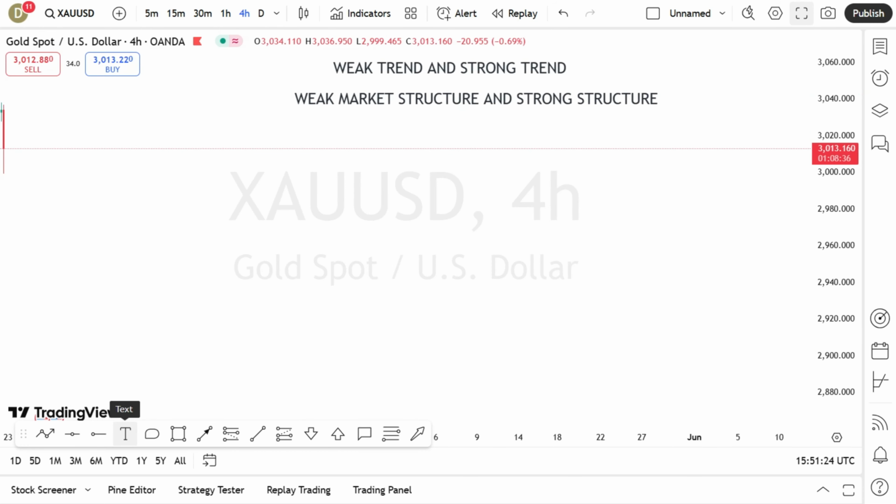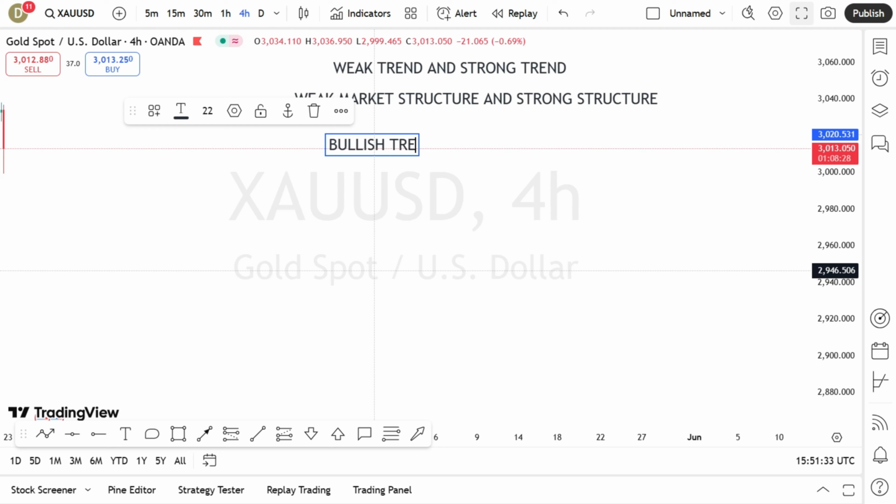Market structure comes with either a bullish trend, then we have a bearish trend, and we have the ranging market.